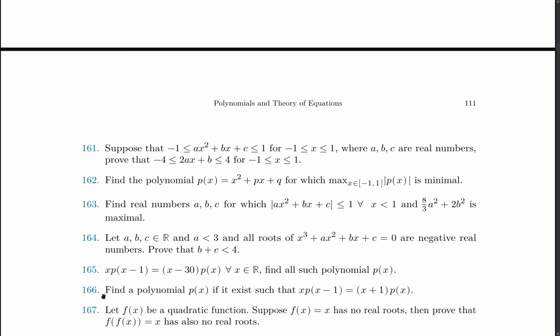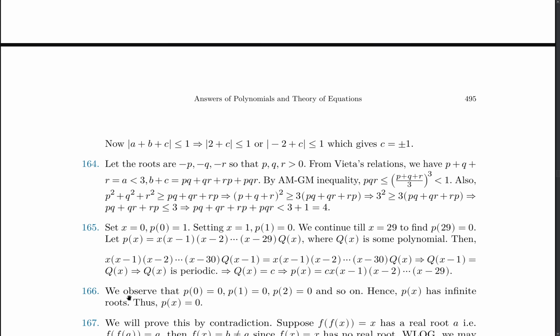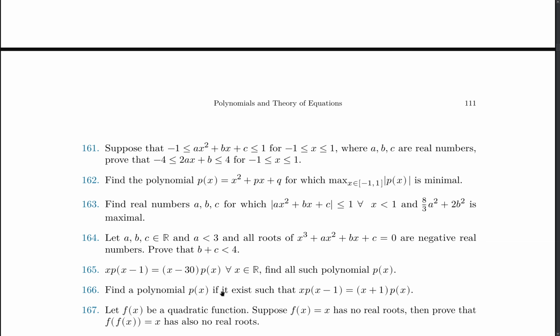Question 166 says that find the polynomial p of x if it exists such that x p of x minus 1 is equal to x plus 1 p of x. So you observe that p of 0 is 0, p of 1 is also 0, p of 2 is equal to 0, and so on. So up till infinity, we will find that p of x is equal to 0, thus it has infinite number of roots, and therefore p of x is equal to 0.